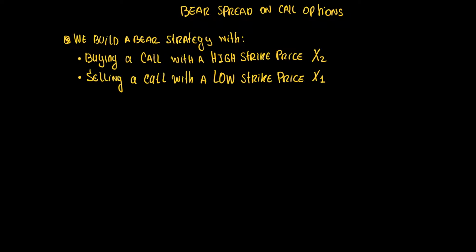In this video, we will see what is the payoff of a bear spread on call options. So remember that we built a bear strategy by going long on a call option, in this case a call because we are computing a bear spread on calls. So we are going long on an option with a high strike price, which we will call X2. And in the same way, we are going short on a call with a low strike price X1.